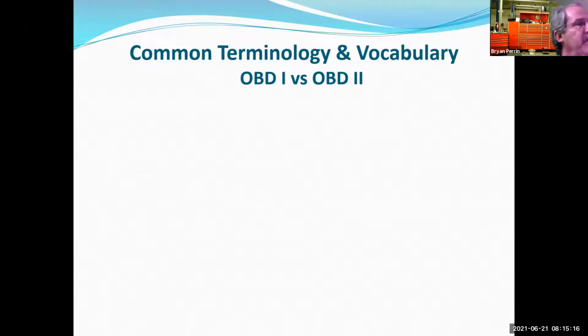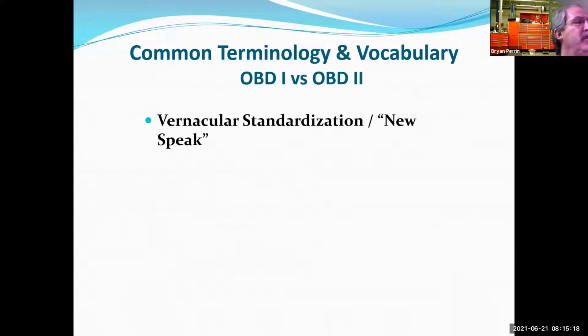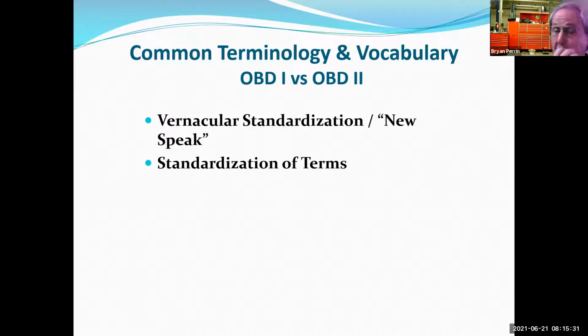So terminology and vocabulary, OBD1 versus OBD2. So vernacular standardization or newspeak was developed, which created a standardization of terms, which was great because before this, everyone had their own little name for everything. So if you're trying to order a part or trying to look up information, you had to know what that manufacturer called it or you couldn't find the information. So General Motors used to call their diagnostic link connector an ALDL. Well, now universally, regardless of manufacturer, it's called a DLC.